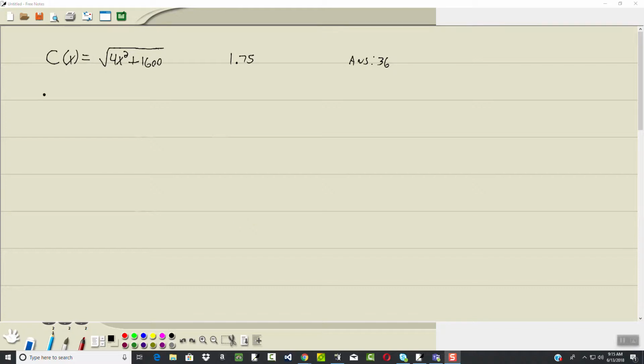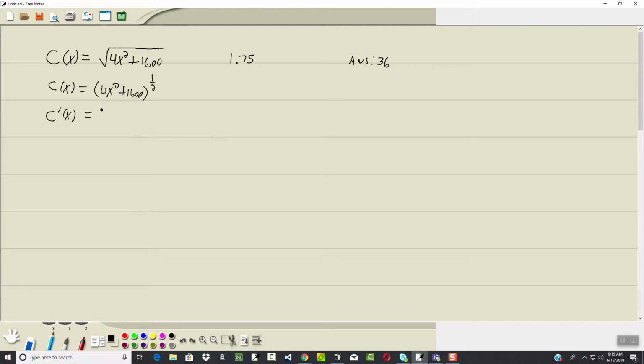Okay, let's first find the derivative of this. I can rewrite this as 4x squared plus 1600 to the 1/2 power. And this is the chain rule. We got parentheses to a power.